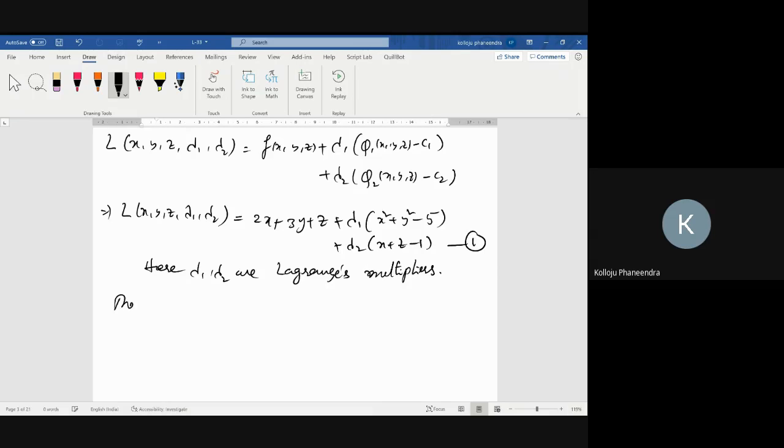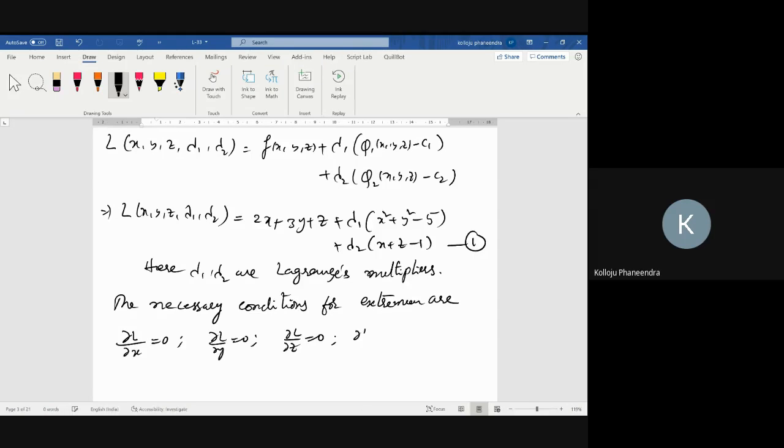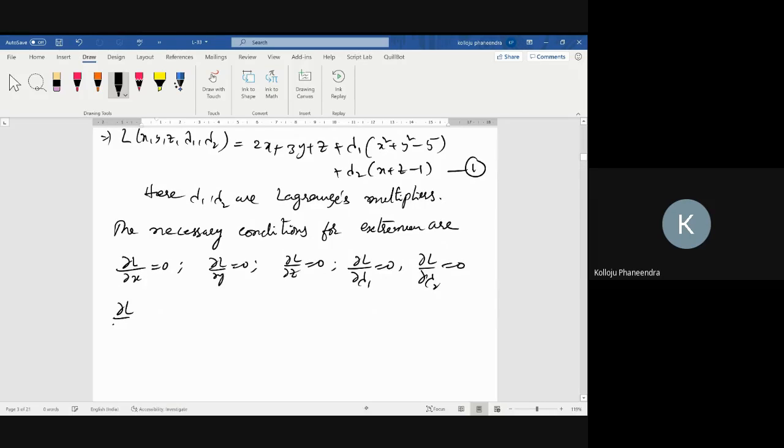Okay, now the necessary conditions for extremum, meaning maximum or minimum, are ∂L/∂x = 0, ∂L/∂y = 0, ∂L/∂z = 0, and for the parameters, ∂L/∂λ1 = 0 and ∂L/∂λ2 is also 0. So one by one, let me write. First, ∂L/∂x = 0 is 2 + 2λ1x + λ2 = 0.